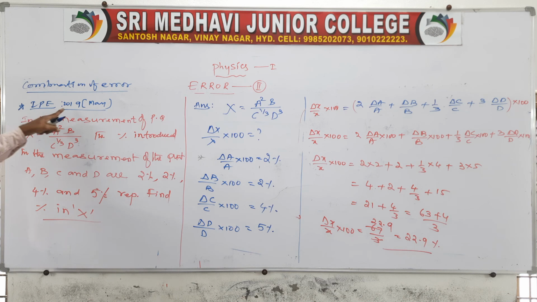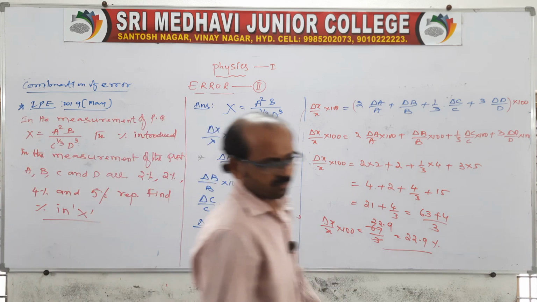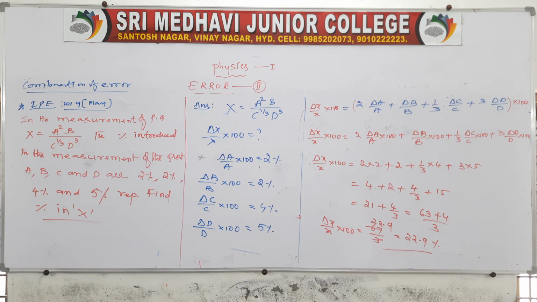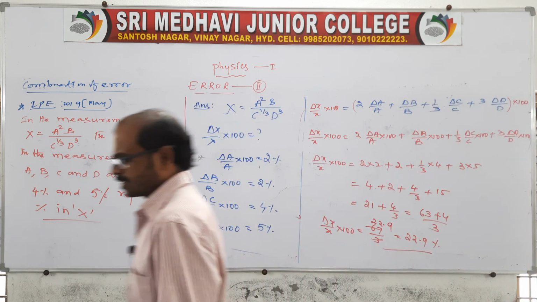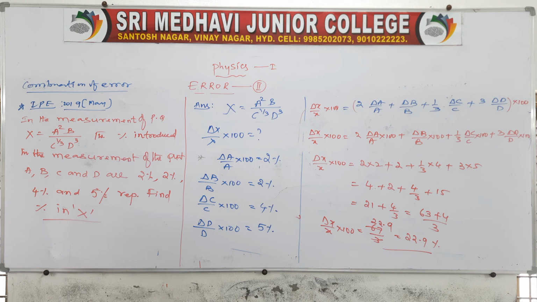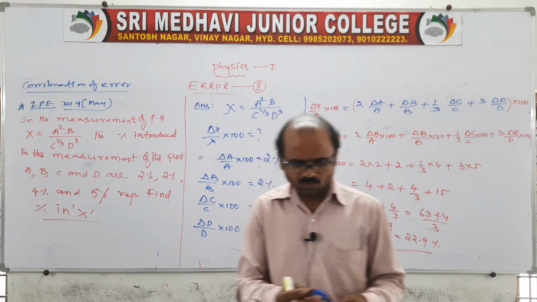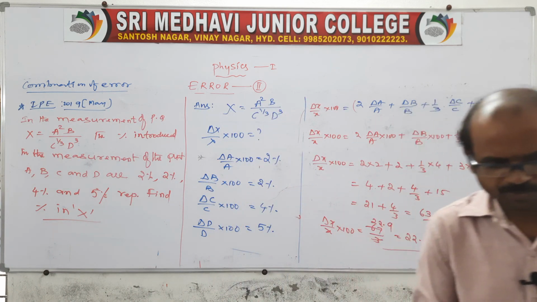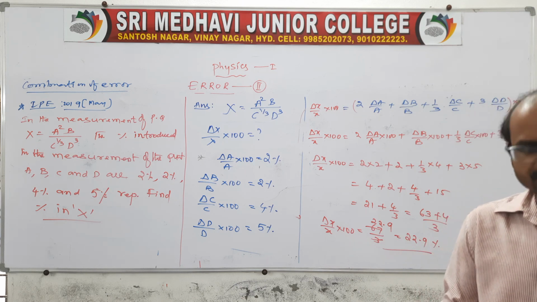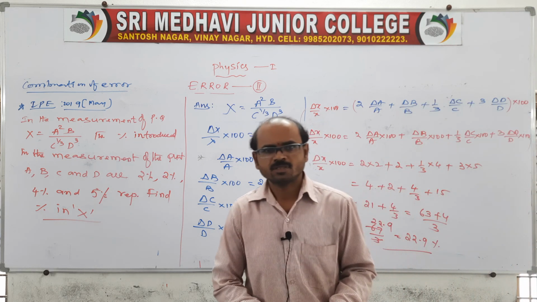This is the method and it is very, very important. This question was given in the IP 2019 May. You remember this method to do the problem. So this is the problem related to combination of errors. This is today's class, and I'll continue in the next class. Thank you very much. Go through this problem and it will help you in the examination also. Thank you very much, students.